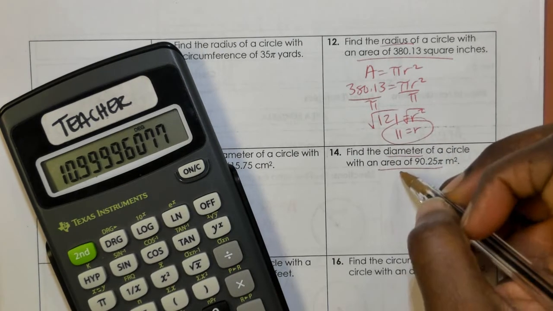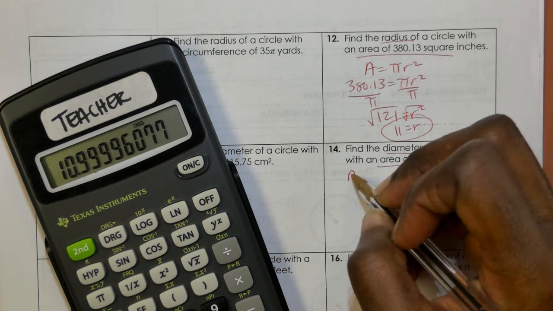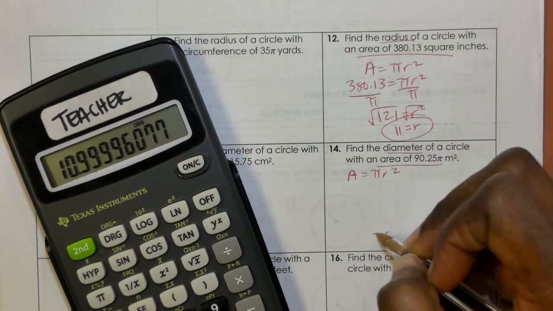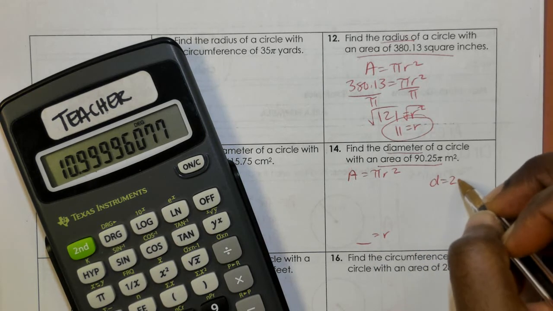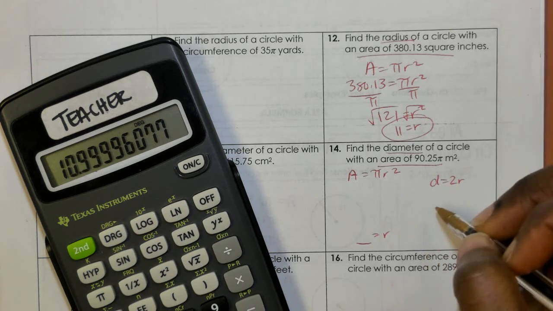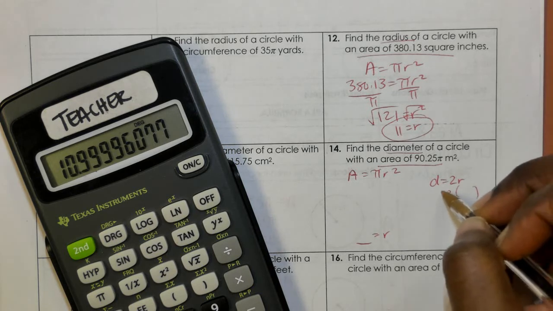Okay. This one asks for the diameter, and we don't have a formula for diameter and area. So what we need to do is use the area formula, the only one that we have, and find the radius. Once we have the radius, we know that the diameter is equal to 2 times that, so we just need to plug in the radius that we get here and multiply it by 2.